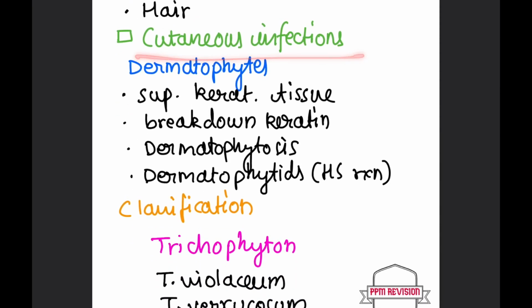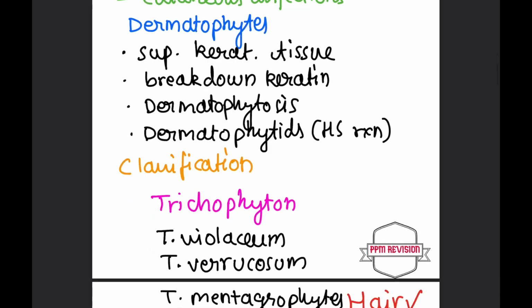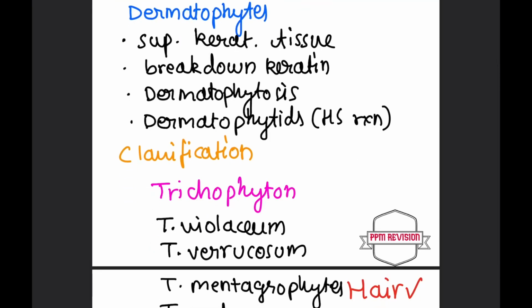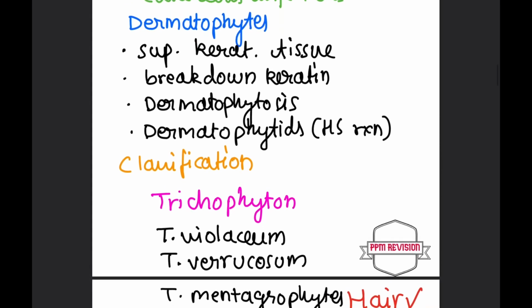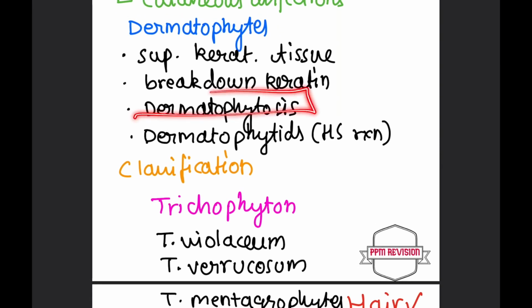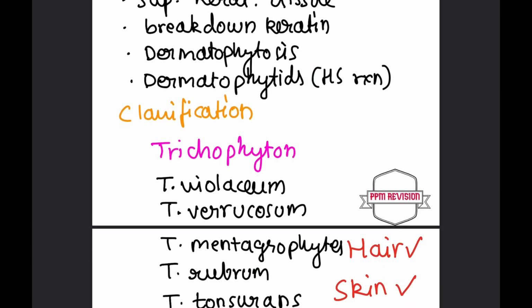Then cutaneous infection. There is dermatophytes. Dermatophytes affect superficial keratinized tissue, and what they do is break down the keratin, and it results in a condition known as dermatophytosis. And in case of a hypersensitivity reaction, it forms dermatophytids.